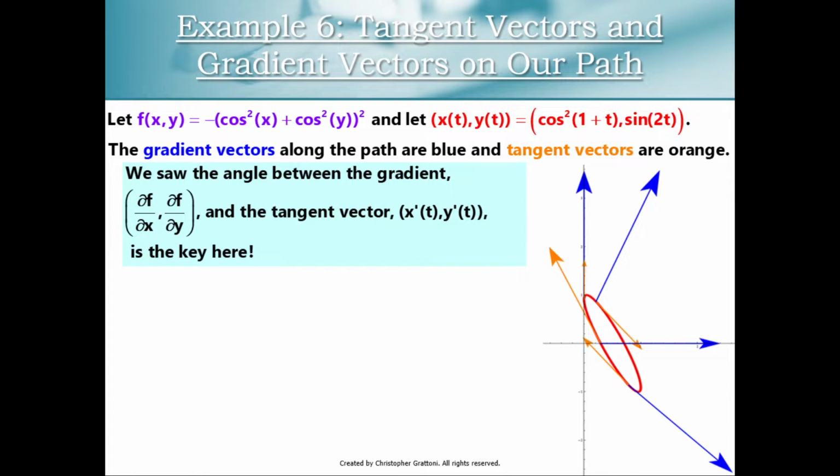Now, what's kind of cool is what we observe is that the angle between the gradient, df dx, df dy, and the tangent vector, x prime of t, y prime of t, is key to what's going on here. By the way, these orange tangent vectors, the equation for those is x prime of t, y prime of t, and the equation for these gradient vectors is df dx, df dy, or partial fx and partial fy. Anyway, the angle was what mattered, right? We had this obtuse angle right here, and that's what we cared about, the obtuse angle between the gradient vector and the tangent vector.